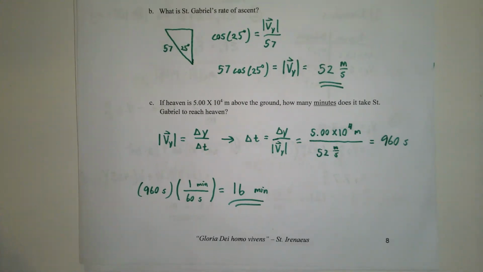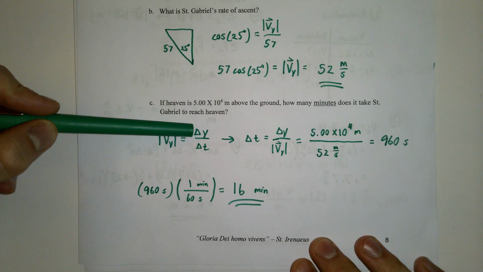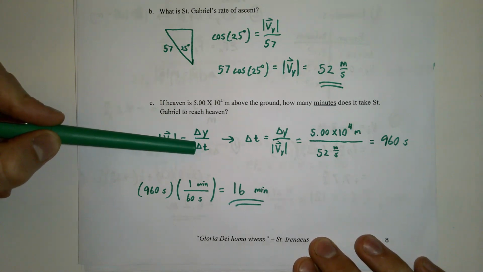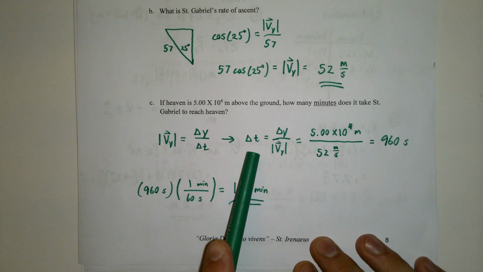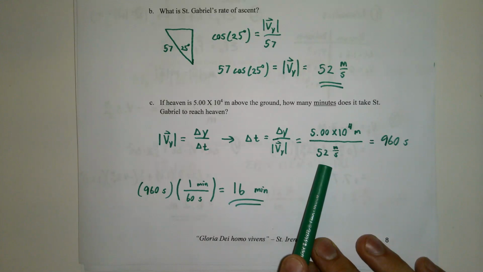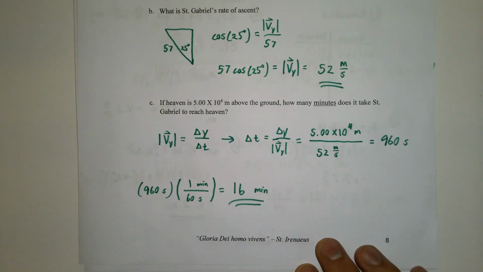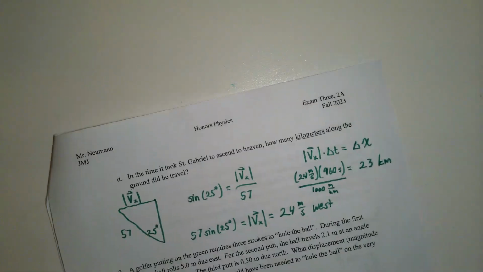If heaven is 50,000 meters above the ground, or 50 kilometers above the ground, how many minutes does it take St. Gabriel to reach heaven? Well, we just found his ascent velocity. We know that velocity is defined as change in position, in this case in the y dimension, or up and down, over change in time. We rearrange this equation, and we see that the time it took him to travel 50,000 meters at a velocity of 52 meters per second, because that's the rate at which he ascends, is 960 seconds. We then convert those 960 seconds into minutes, and we find that it takes 16 minutes for St. Gabriel the Archangel to ascend back to heaven following the Annunciation.